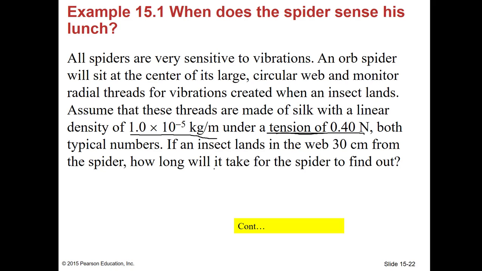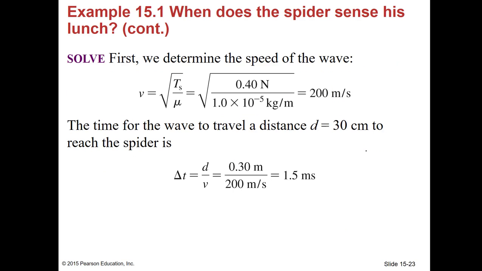So if we can calculate how fast this pulse is moving, we know the distance away, 30 centimeters, we should be able to calculate then how long it takes. Let's take a look at this in a little more detail. So the speed, this is a new equation that we have just from today, is the square root of tension divided by mass per length, SI units, good. So this pulse is actually traveling at 200 meters per second.